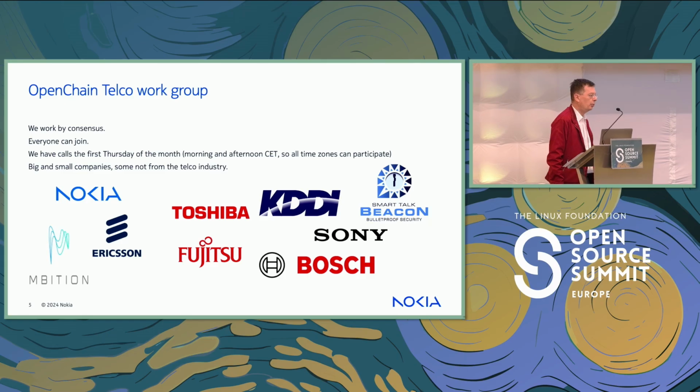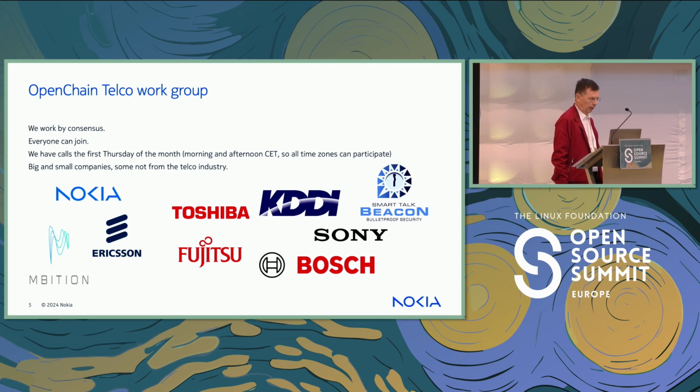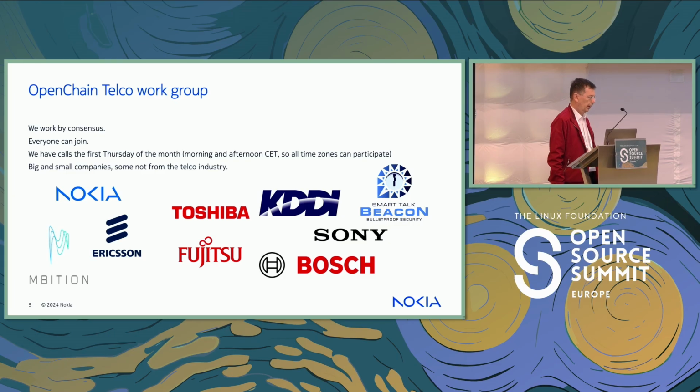So how did we work? The important thing is that we really wanted to work by consensus. So every person, every entity, every company can join our work group, can join our meetings. We have one monthly meeting, which is the first day of the month, and we have two sessions, one in the morning to allow people from Japan and other ASEAN countries to join, and the second in the afternoon for the Americans to be able to join.